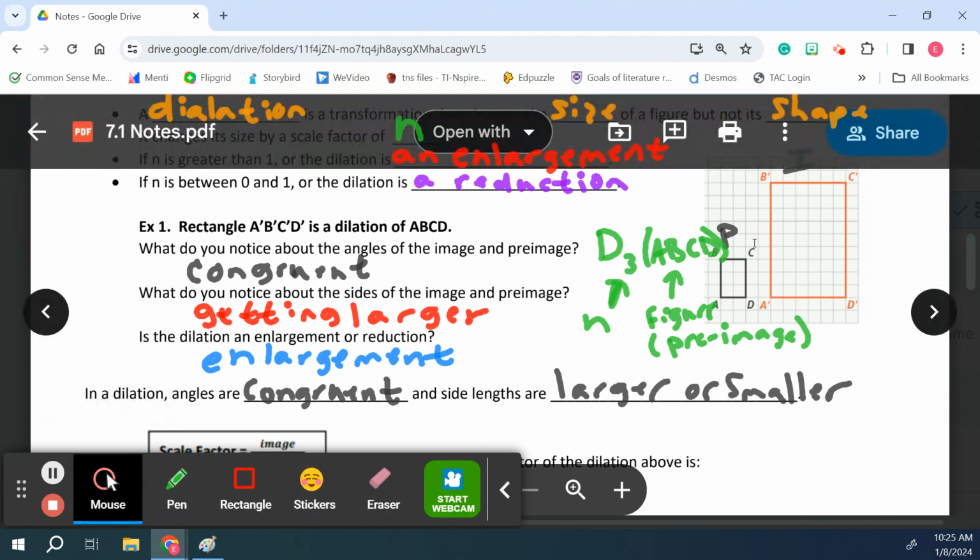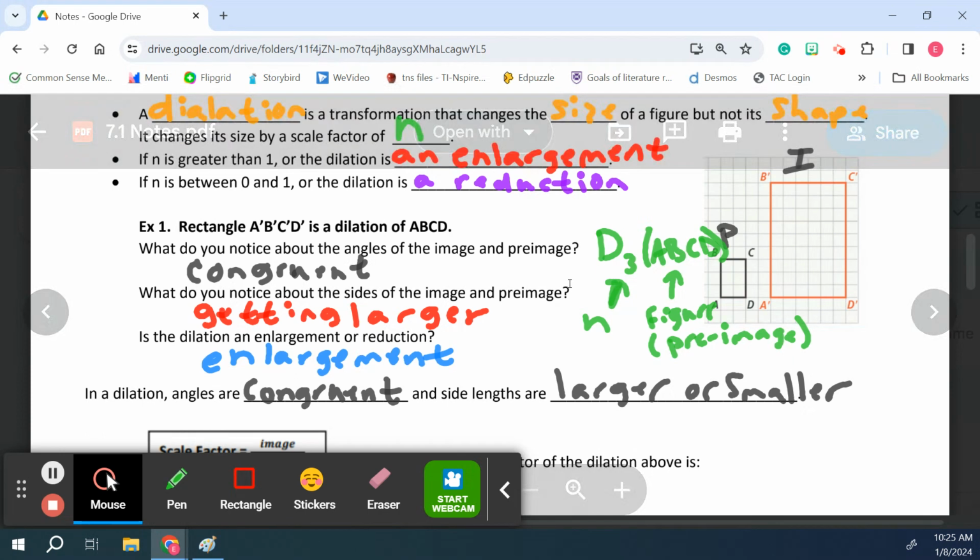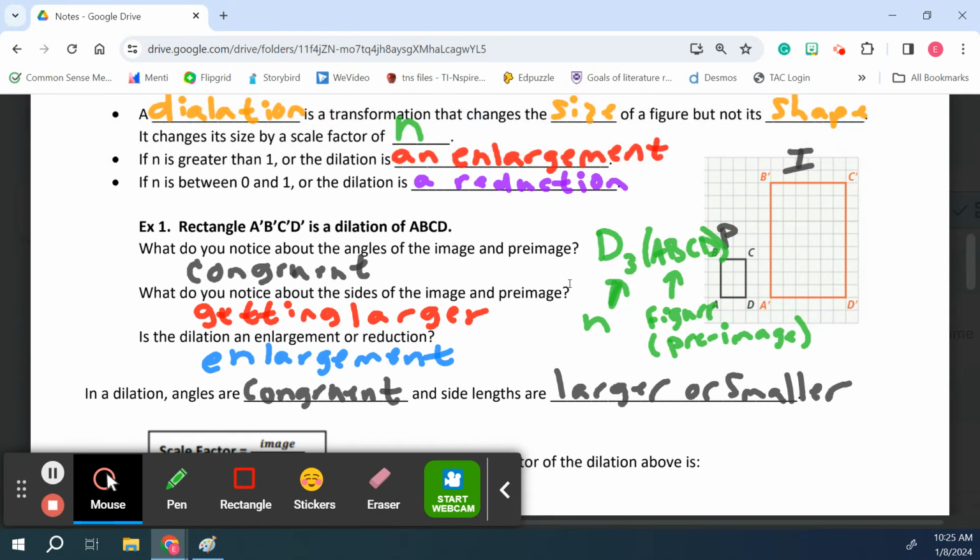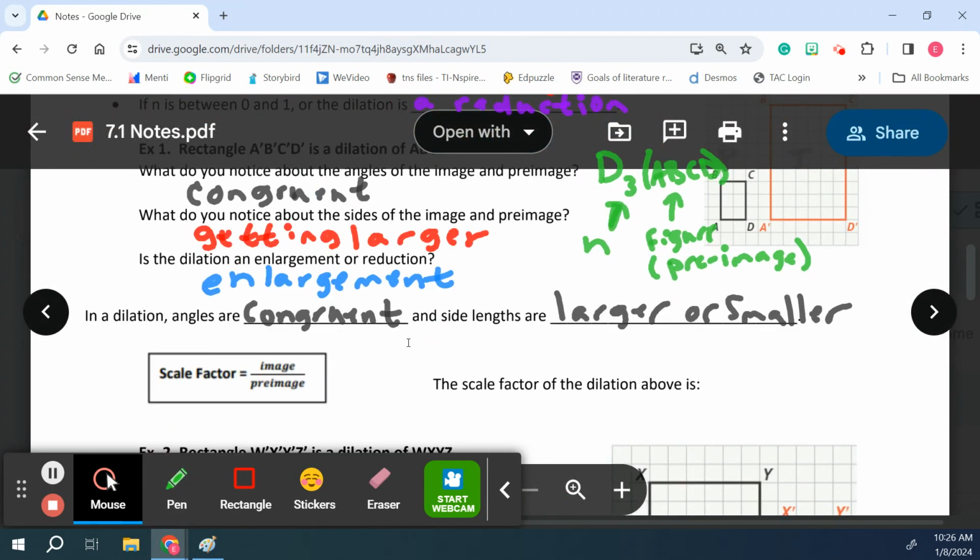If it would be a reduction, it would be something that is between 0 and 1. So you'd have a fraction there or a decimal, like 0.3 or 1/3. Questions on that? But that is the notation.